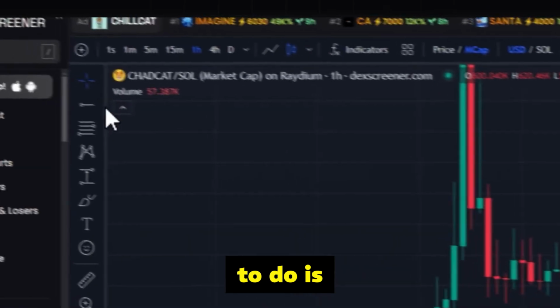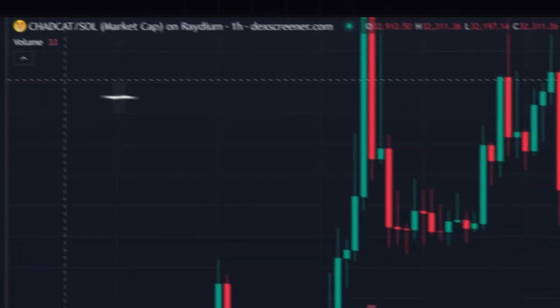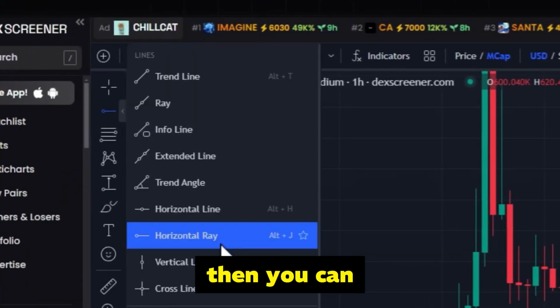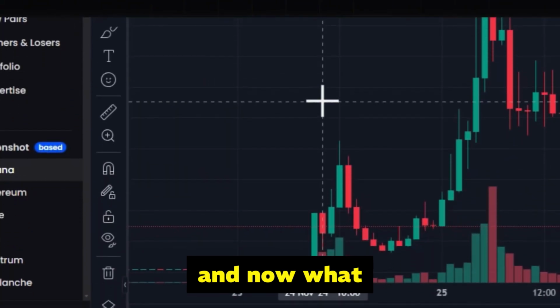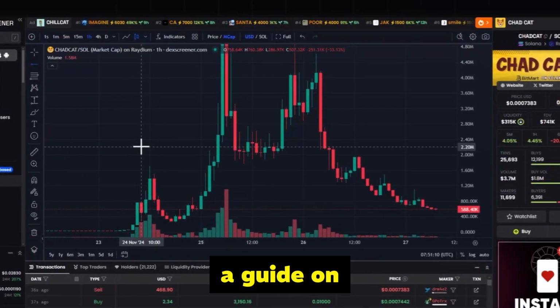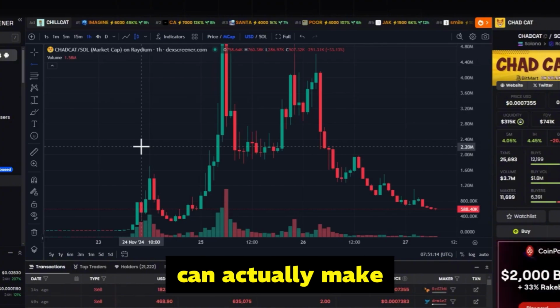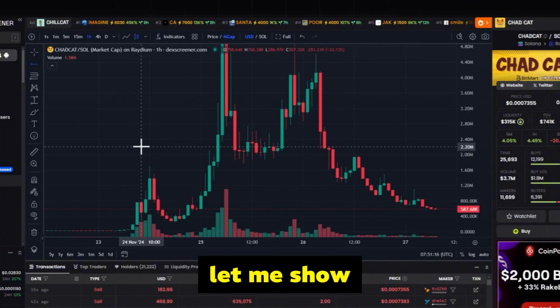Now, what you need to do is get yourself a horizontal ray, and then draw some very basic support lines. So click this button, then you can see it says horizontal ray. And now what we need to do is draw some super basic lines that are going to give us a guide on when to buy and sell. That way, we can actually make money even if the coin goes to zero. Let me show you guys what I mean.